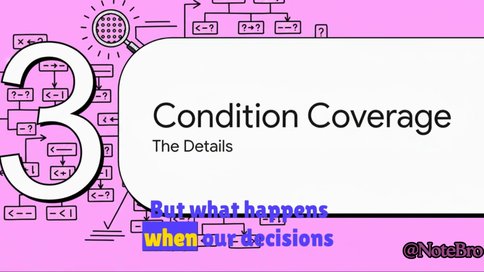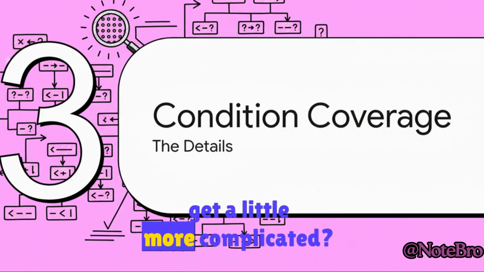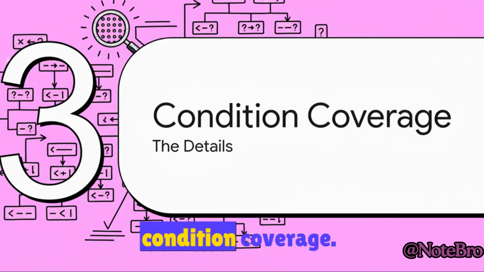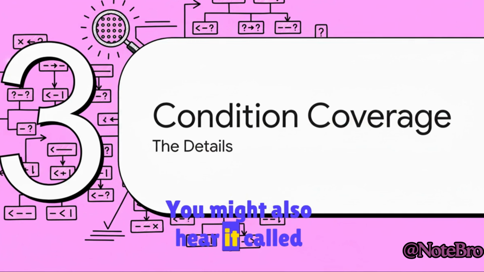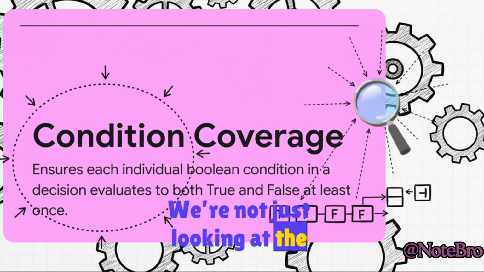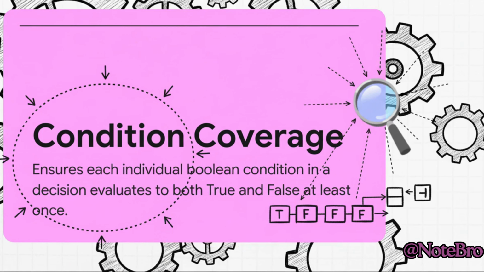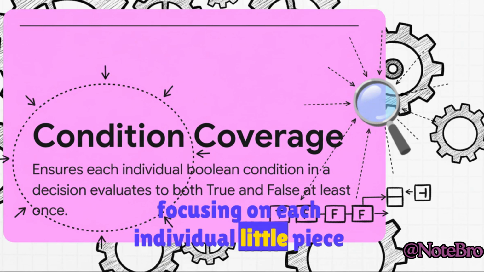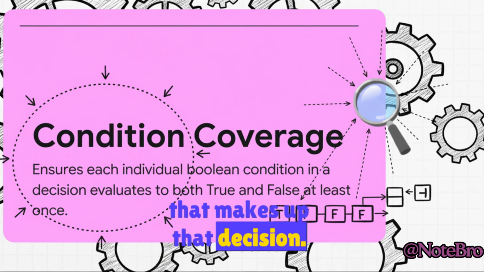But what happens when our decisions get a little more complicated? That's where the next level of testing comes in, and it's called condition coverage. You might also hear it called expression coverage. So here's the big change. We're not just looking at the final outcome of the decision anymore. Instead, we are zooming in and focusing on each individual little piece that makes up that decision.